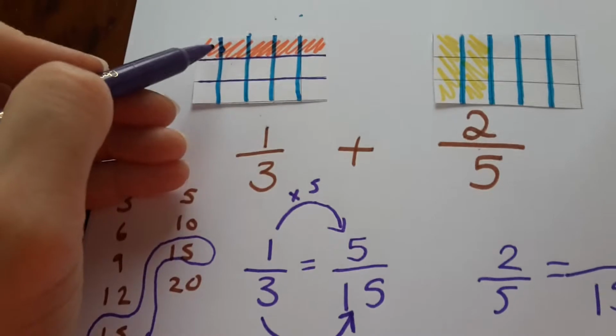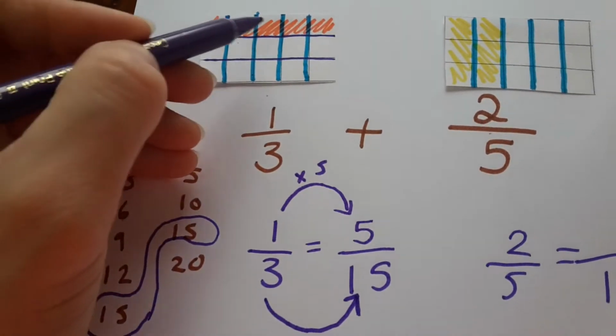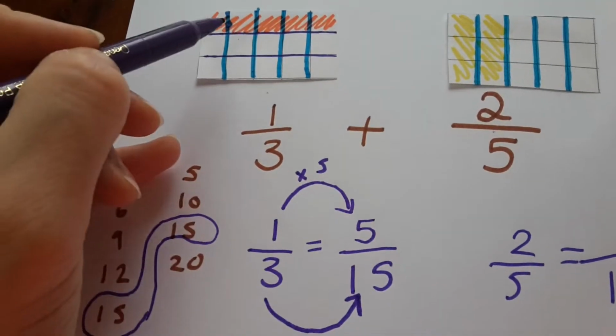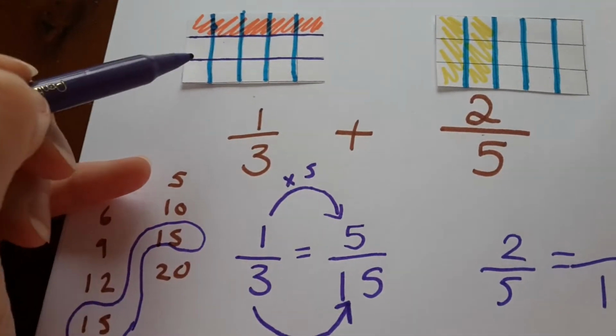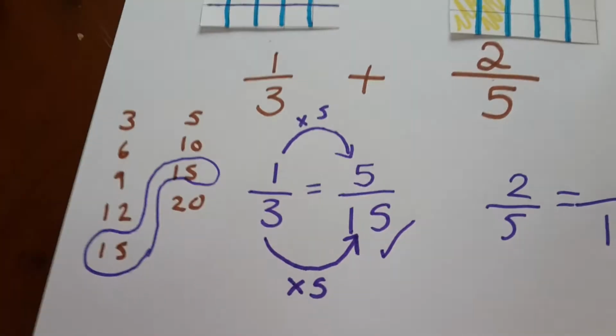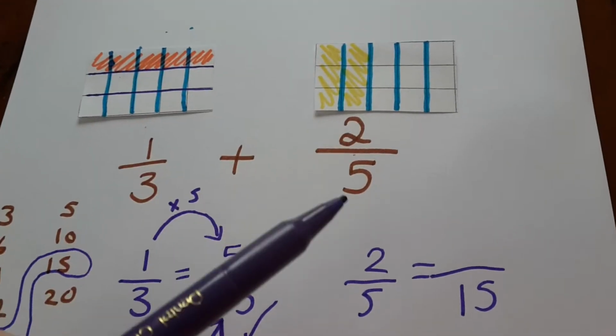So let's check that. Is my third now worth 5 pieces? 1, 2, 3, 4, 5. Perfect. Out of 1, 2, 3, 4, 5, 6, 7, 8, 9, 10, 11, 12, 13, 14, 15. So I've definitely got this right. Now I'm going to do exactly the same with my 2/5.